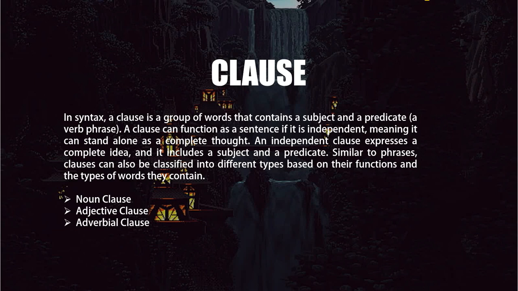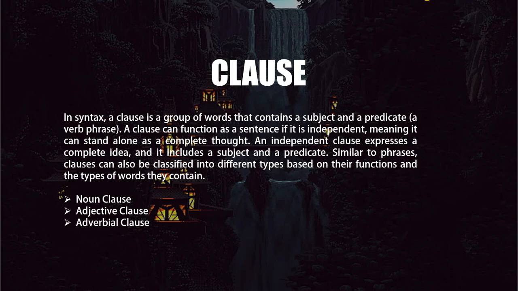There are three types of clauses. The first one is a noun clause. A noun clause is a type of clause that functions as a noun in a sentence. It typically begins with a subordinating conjunction such as that, whether, or if. Examples of noun clauses include I don't know what he wants, and she asked me whether I had finished the report.